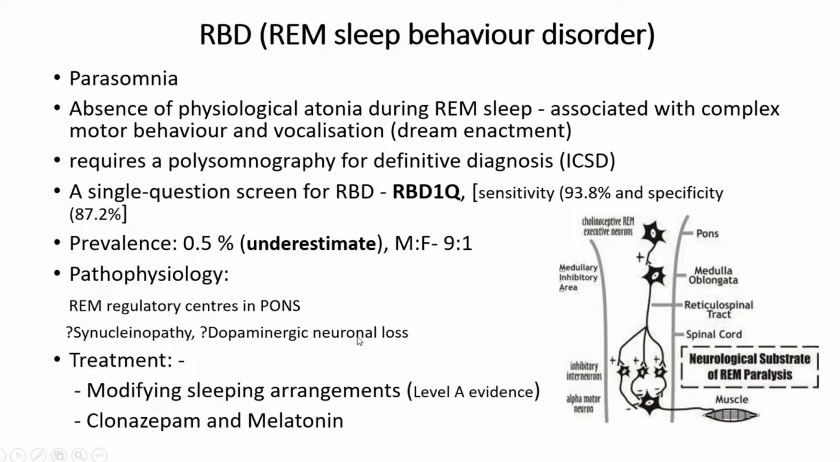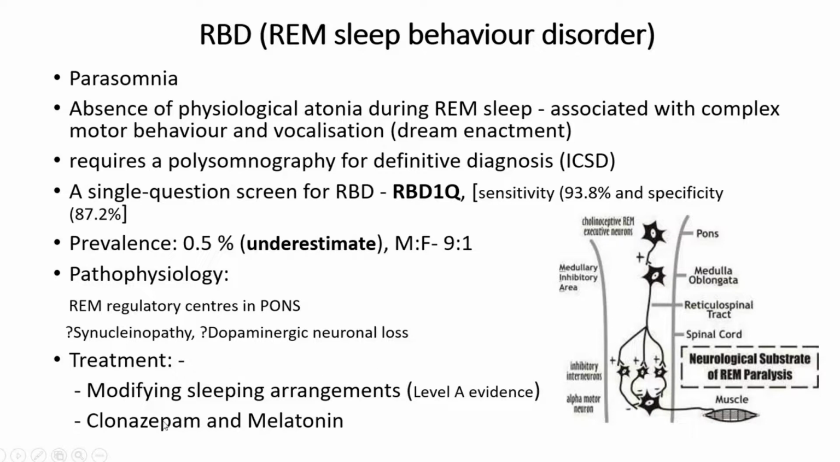Coming to the treatment, the level A evidence for treatment is modifying the sleeping arrangements. What it means is you tell the patient that they have to avoid situations in their bedding or in their bedroom to avoid injuries, like taking away the furniture or asking the patient to sleep on the floor, etc. We have also seen many patients coming to the clinic with head injuries or sleep-related injuries due to RBD. It's very important to address this issue as well, because they can hurt their partners during this abnormal motor behavior. So sometimes we may have to ask the patient's partners to sleep in a separate room. That's the primary modality of approaching patients with RBD.